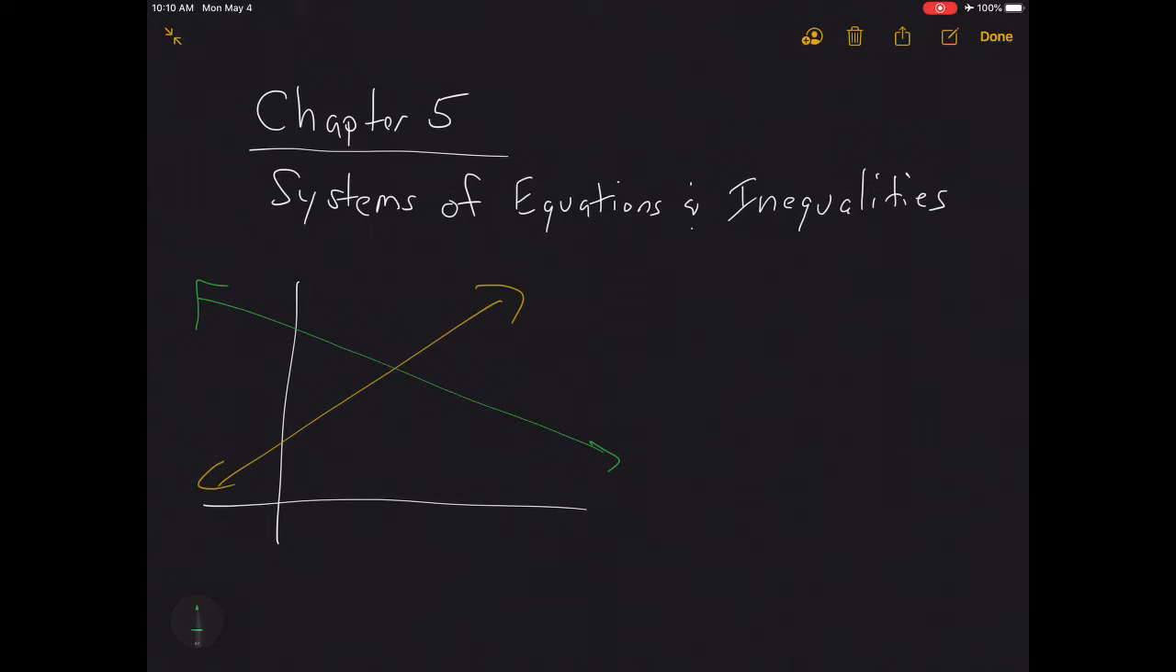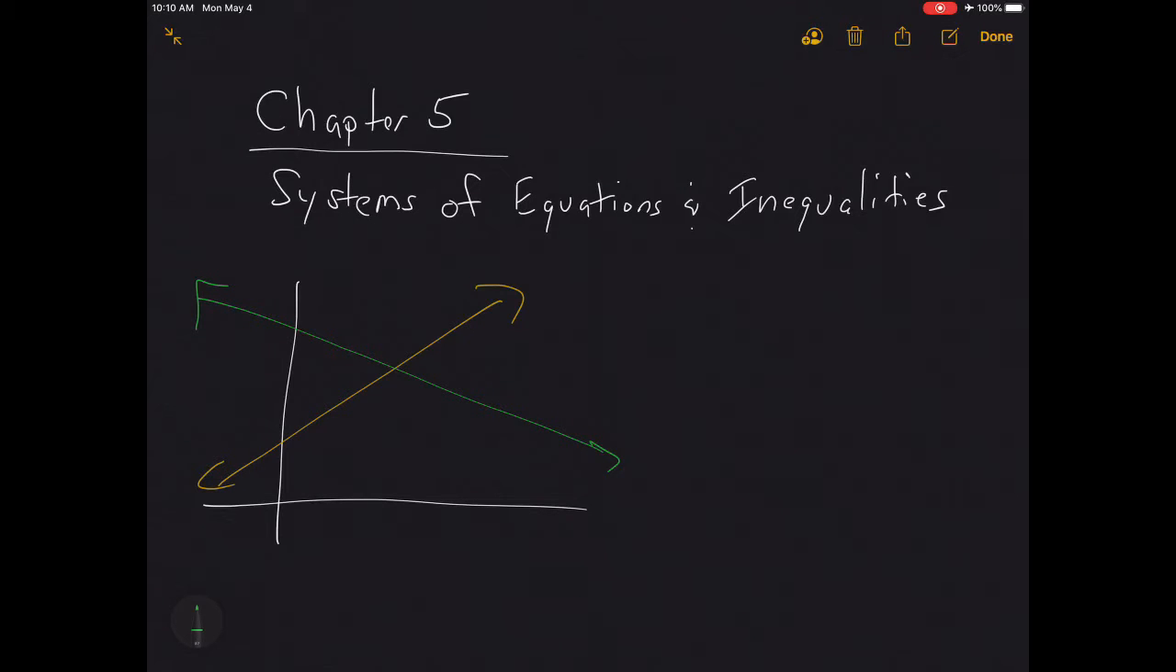And they don't have to be linear, it's just got to be more than one equation. You could have a parabola, or we could have a cubic function and a line. It could be anything where you've got more than one equation on the graph. That's the idea behind systems of equations.